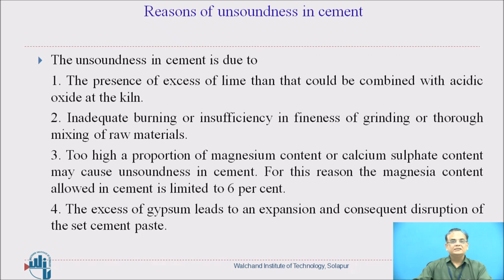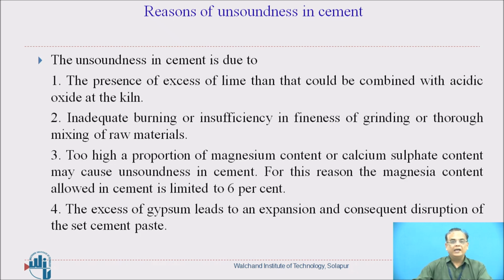Now, what are the reasons of unsoundness in cement? First reason is the presence of excess lime that could be combined with acidic oxide at the kiln. So presence of excess lime causes expansion of cement. Second, inadequate burning or insufficiency in fineness of grinding or thorough mixing of raw materials. This is also a reason why cement is observed to be unsound. Insufficient burning in kiln or insufficient fineness in grinding, etc.